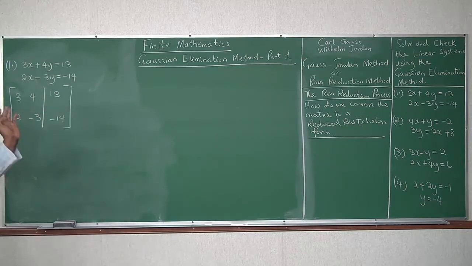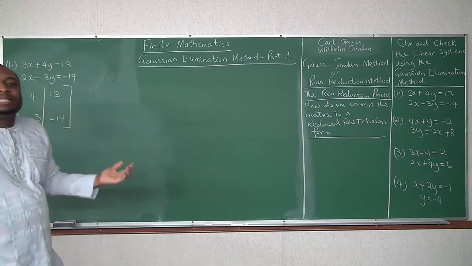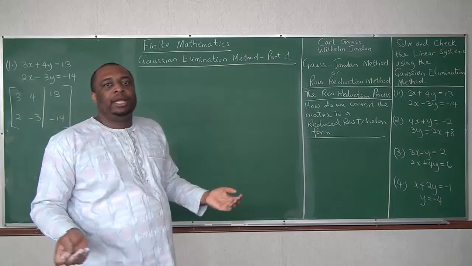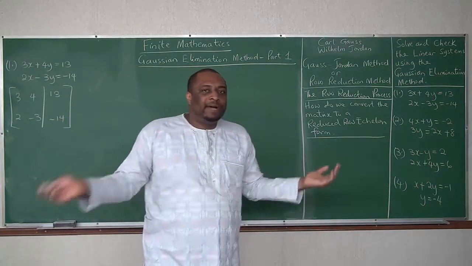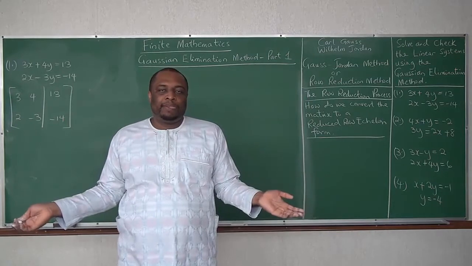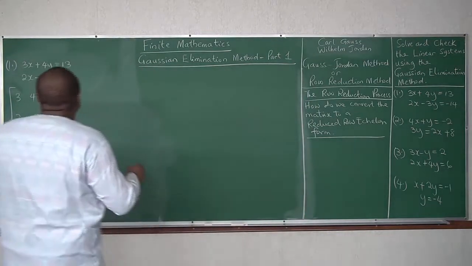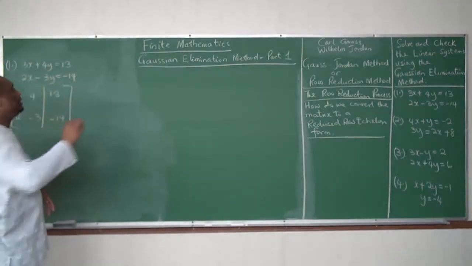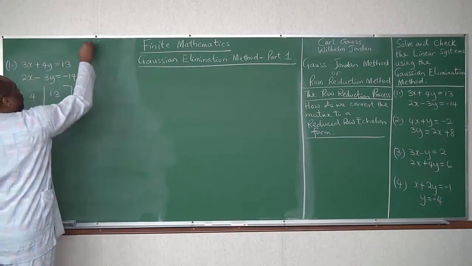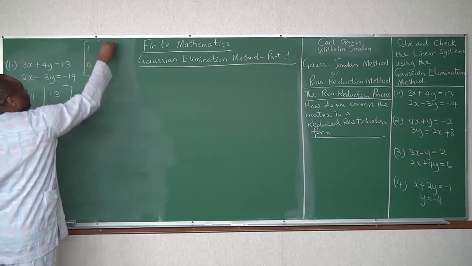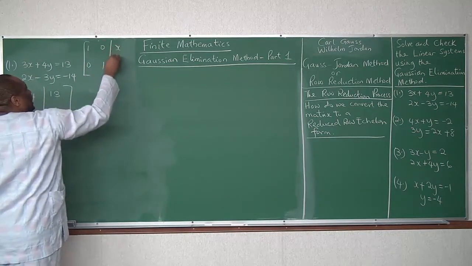The next thing is to reduce it. We have to reduce it to a reduced row echelon matrix. Now, because this is a square matrix, you can also say just convert it to an identity matrix. Because if we have this 1, 0, 0, 1, this is the identity matrix, and this will be x, y.